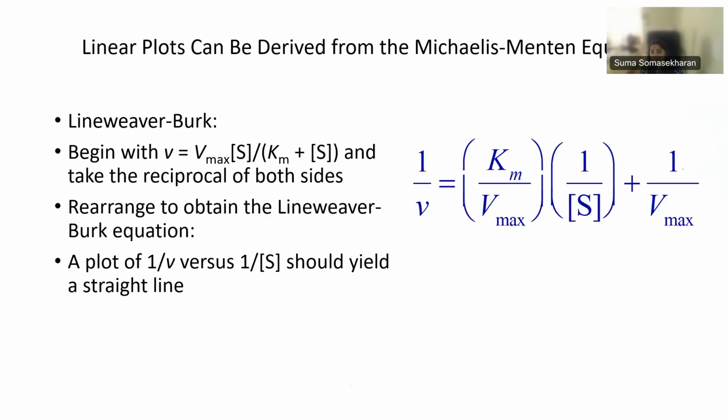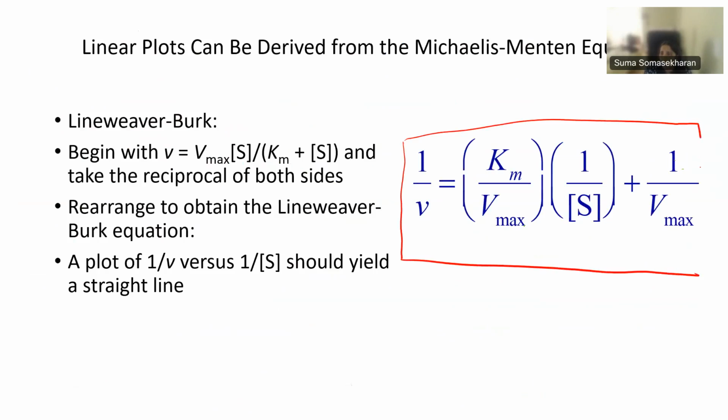Now, to make it easy for us to derive these parameters of Km and Vmax, we can plot the Michaelis-Menten equation as a line equation, that is, as a linear plot. One of the most popular ones is called the Lineweaver plot, where you begin with the Michaelis-Menten equation and take a reciprocal on both sides to generate this equation.